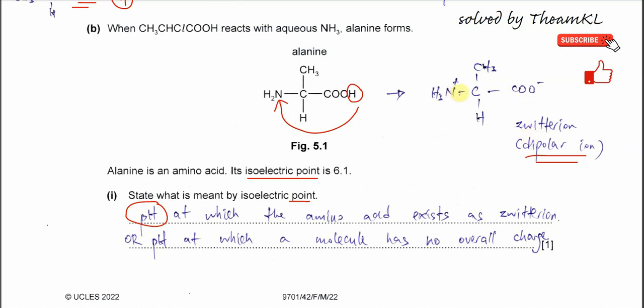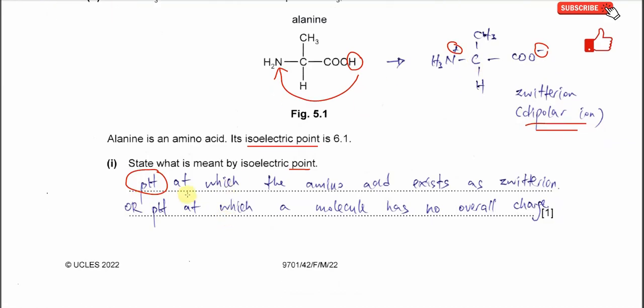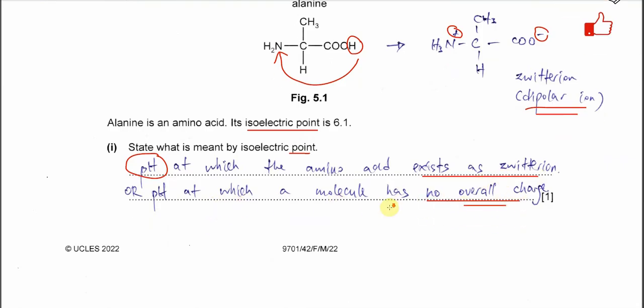And this dipolar ion will make this molecule or this structure neutral. So the zwitterion is actually charge neutral. Because negative and positive, so it's charge neutral, right? So this is the definition: pH at which the amino acid exists as zwitterion, or pH at which the molecule has no overall charge.